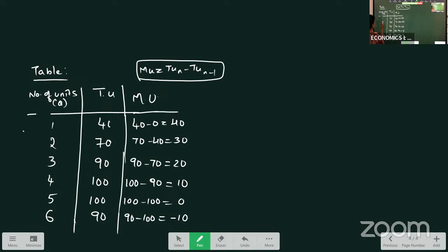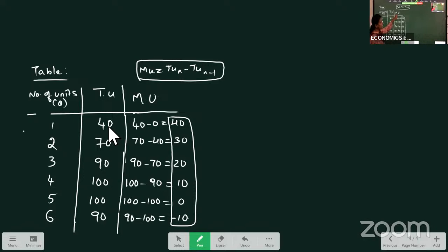Marginal utility is the additional utility, what we are getting from the extra unit. So you can say this is our marginal utility. We have total utility, number of units and marginal utility. If you observe, what is happening to our total utility? As the quantity increases, total utility is increasing. And total utility is maximum at the 5th unit.